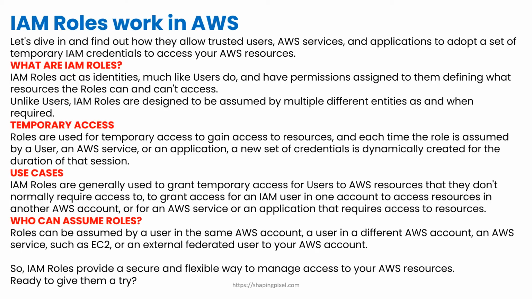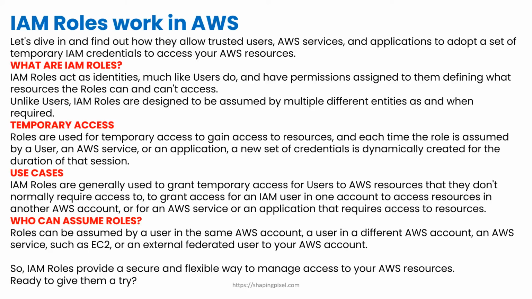How IAM roles work in AWS. Let's dive in and find out how they allow trusted users, AWS services, and applications to adopt a set of temporary IAM credentials to access your AWS resources. IAM roles act as identities, much like users do, and have permissions assigned to them, defining what resources the roles can and can't access. Unlike users, IAM roles are designed to be assumed by multiple different entities as and when required.